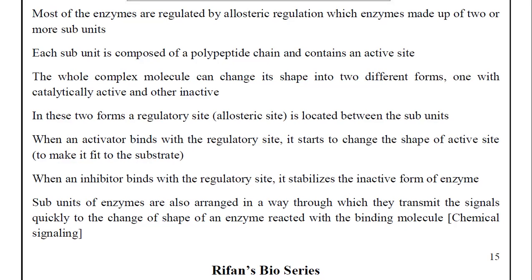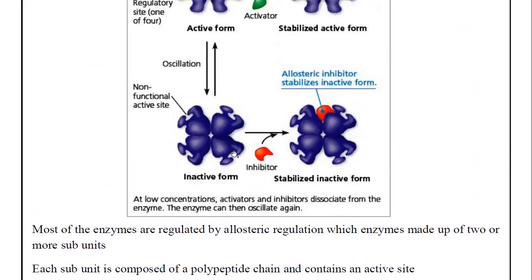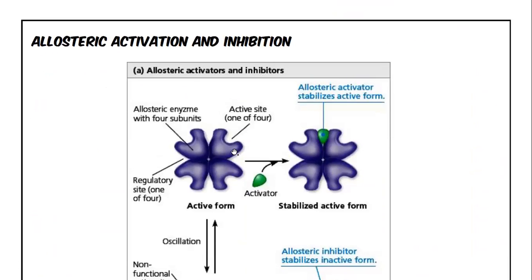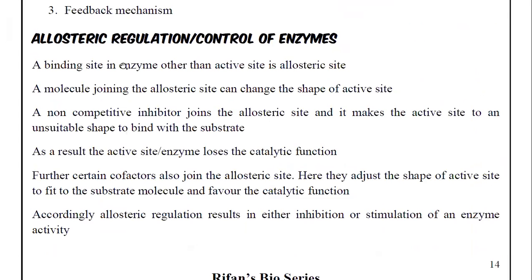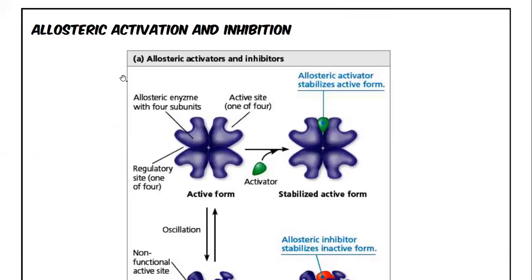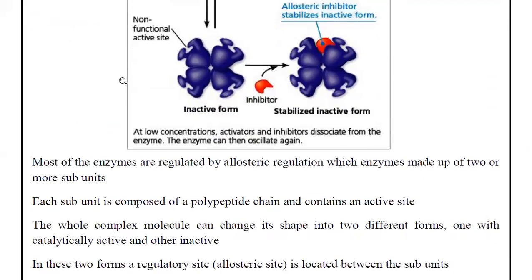So, like that, if one subunit gets the signal, it will alarm all the subunits quickly, and then all the subunits will come to the active form. Clear? That is one kind of nature. You can understand this allosteric activation and inhibition nature and this nature are not the same. Yes or no? Right. That is one story. This is another story.